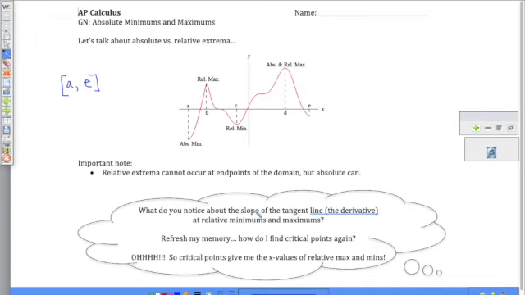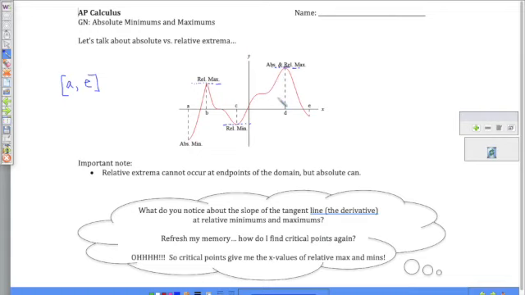So what do you notice about the slope of a tangent line, aka the derivative, at relative max and mins? Well, hold on. This is a relative max. So what do I know about the slope of the tangent line right there? The slope of the tangent line is 0 at that point. And at this relative min, the slope of the tangent line is 0. And same thing here at this max. The slope of the tangent line is 0.